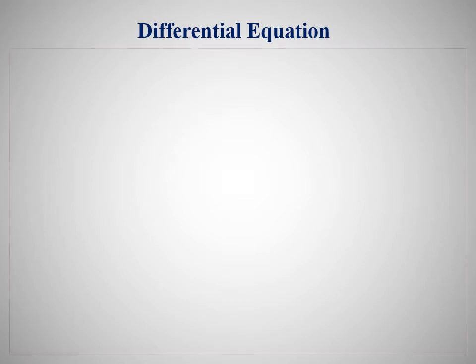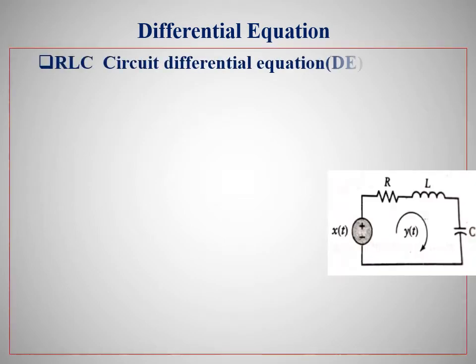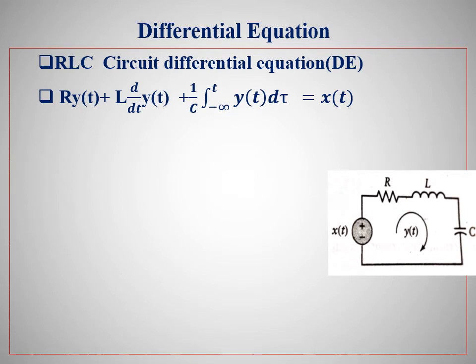Next, let us go on to the differential equation example. An RLC circuit is given for consideration to obtain a differential equation. In this particular RLC circuit, x(t) is a voltage which is the input, R, L and C are the resistance, inductance and capacitance, and y(t) is the current which represents the output. The differential equation of an RLC circuit could be written as R y(t) plus L d/dt y(t) plus 1/C integral from minus infinity to t of y(tau) d tau equal to x(t).